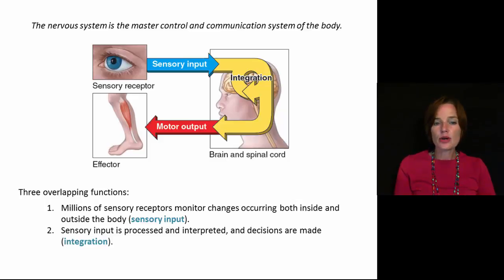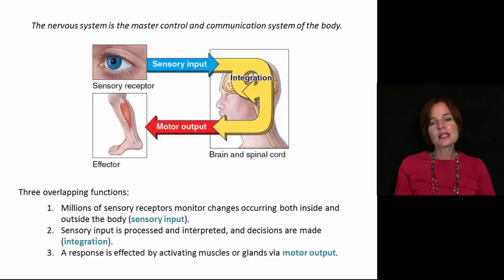Then the sensory input is going to be processed and interpreted, and then based on that sensory input, decisions are going to be made. That is called integration. The third part is that a response is going to be affected, and that's going to be by activating muscles or glands via motor output. So three main components. We have the sensory receptor taking the information in, we have the integration center, and that is going to process and determine what an appropriate response would be, and then we have the effector, which is going to perform that response.